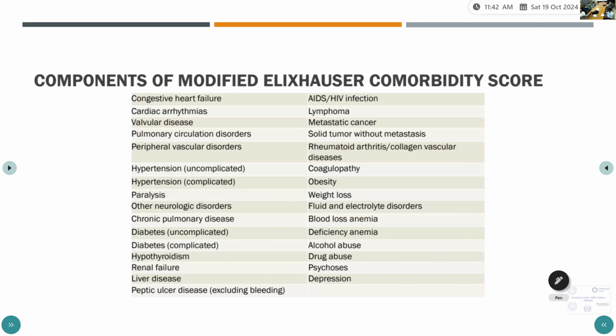I've just listed the components of the modified Elixhauser comorbidity score. So this includes the usual comorbidities we could be concerned about: diabetes, hypertension, lung disease, liver and renal disease, obesity, malignancy, HIV infection. So it accounts for most of the comorbidities we could think of. I couldn't find the weightage that each of these gets in the MECM.